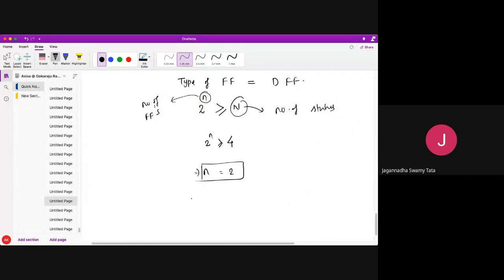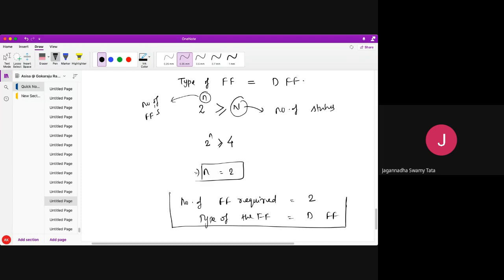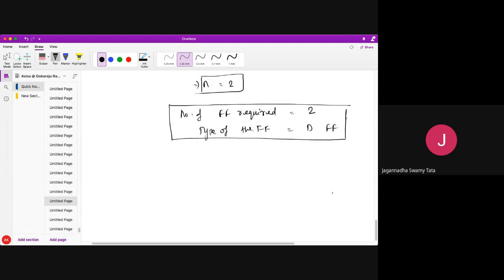So we came to know here that the number of flip-flops required to design this particular sequential circuit is 2, and the type of the flip-flop is also D flip-flop. This we can find using step number 4. Okay, any doubt on this step number 4? Students, I can wait. Please let me know. Do you have any doubt on step number 4? If there is no doubt, go for the next step 5.